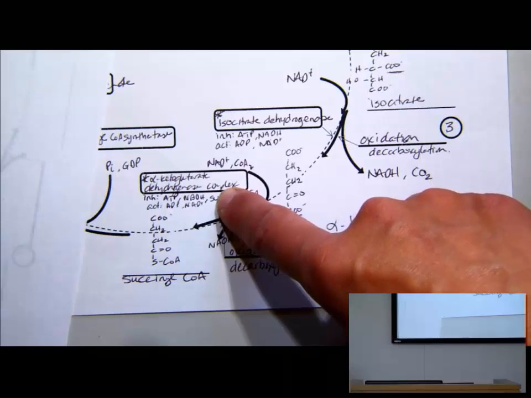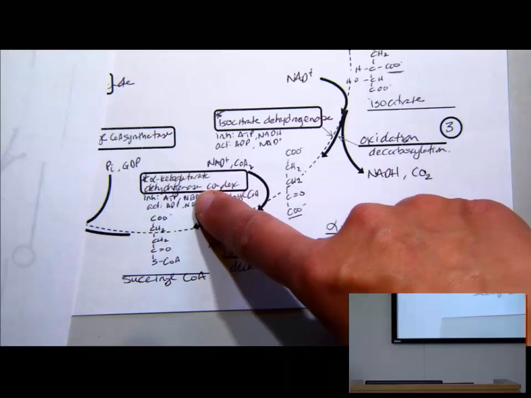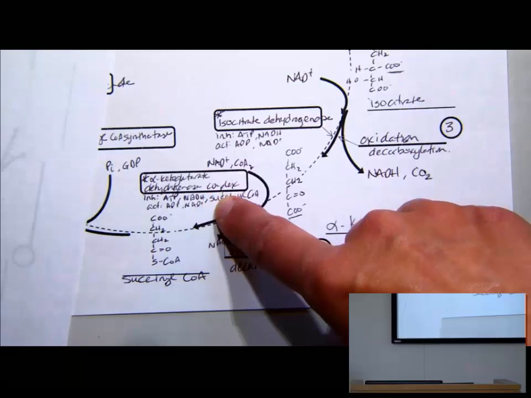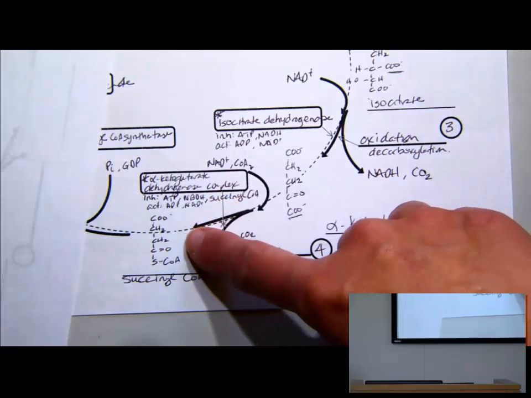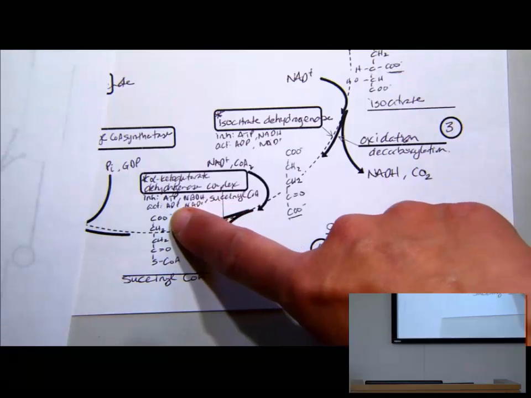The inhibitors are going to be ATP, NADH, and succinyl-CoA, which is the product. So we're adding on to it, succinyl-CoA. The activators, surprise, surprise, ADP and NAD+, and here's our succinyl-CoA.